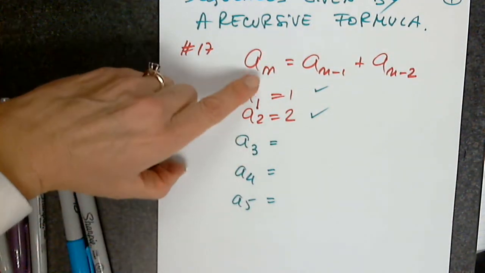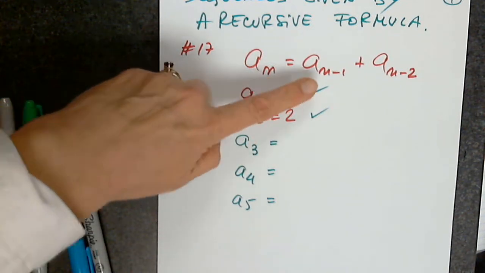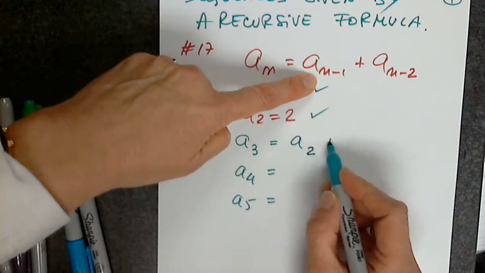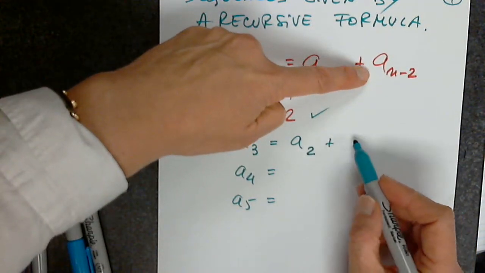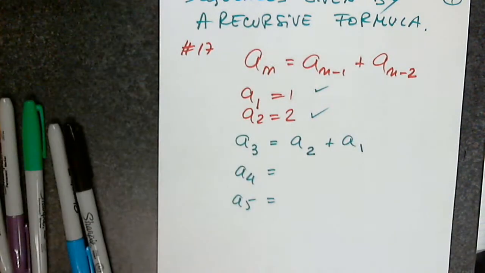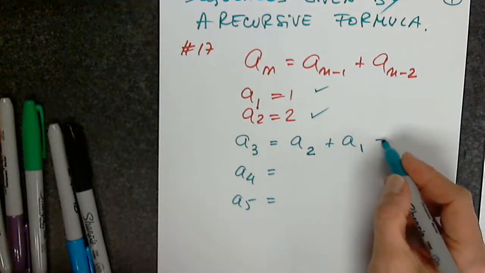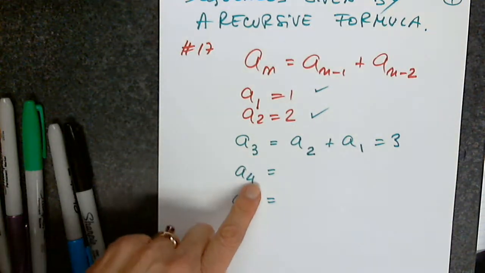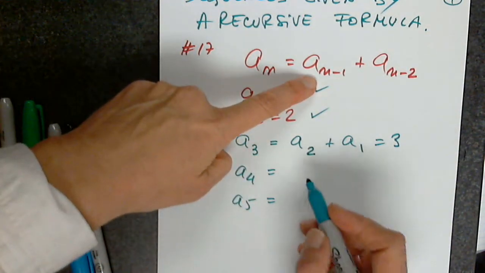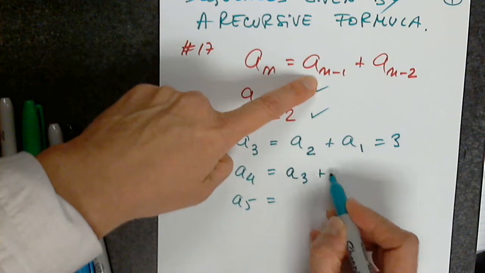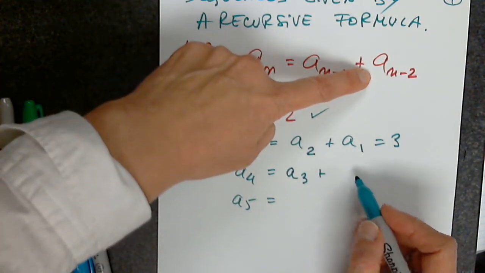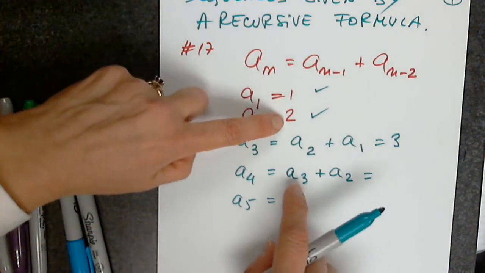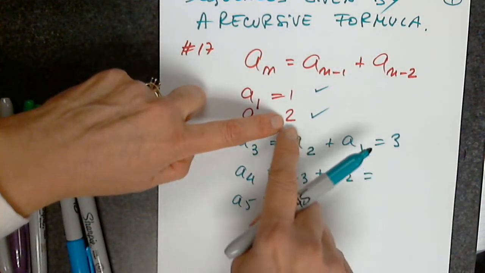When n is 3, this is a2 plus a1. But 2 plus 1 is 3, so a3 is 3. When n is 4, how much is this? a3 plus a2. Not 2, but a2, correct? Very good. So I have the sum of the previous two terms. 2 plus 3 is 5.